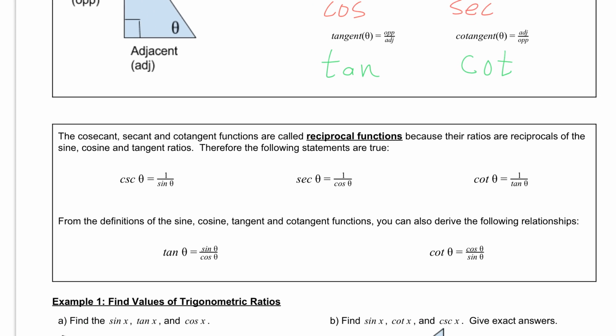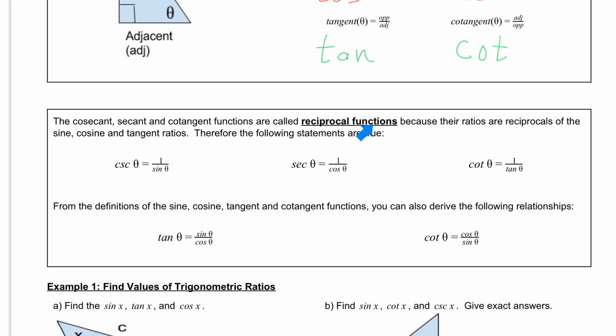Scrolling down to the box underneath here, again, this is just reiterating the reciprocal functions. Another way to write the cosecant of theta is just 1 over the sine of theta, and so forth with these other two. And then again, the tangent of theta, we can think of as the sine over the cosine. And the cotangent we can think of as cosine over sine. So these are some relationships that you're going to have to know as we go through the chapter.